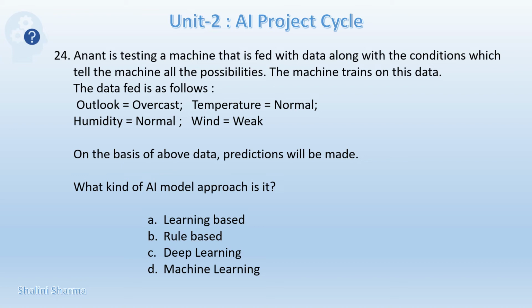What kind of artificial intelligence model approach is it? A. Learning based, B. Rule based, C. Deep learning, D. Machine learning. In this question, we can see along with data, certain rules have been fed to the system. So the correct artificial intelligence approach in this case will be rule based approach. We need to focus on what kind of approach we are looking at.